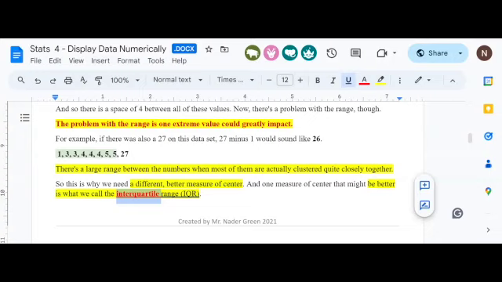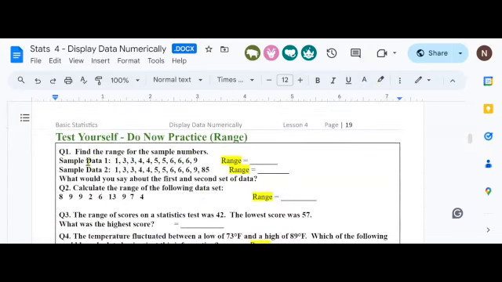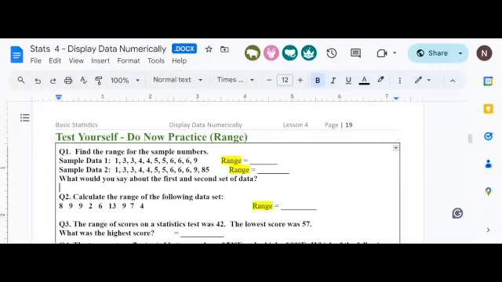Now we move on. Instead of range, we're going to go to the interquartile range, and we did this last time. Try to find the range for question number 1. Yalla, go ahead, do it. And then the question comes here: what would you say about the first and the second set of data? What do you get for the range of the first one, and the second one?